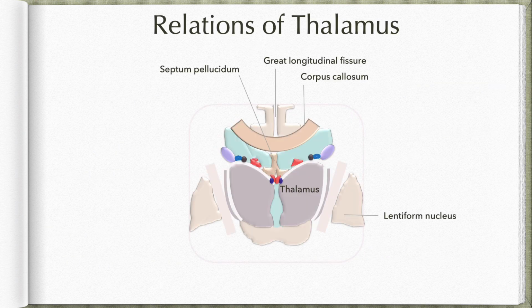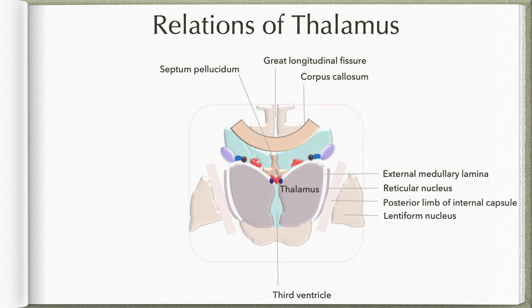Now coming to the relations of thalamus, medial surface of the thalamus is related to the cavity of third ventricle. Lateral surface, that is outside the external medullary lamina and reticular nucleus, is related to posterior limb of the internal capsule. This posterior limb of the internal capsule is located between thalamus and lentiform nucleus. Superior surface is related to the cavity of lateral ventricle, that is the central part of the lateral ventricle.